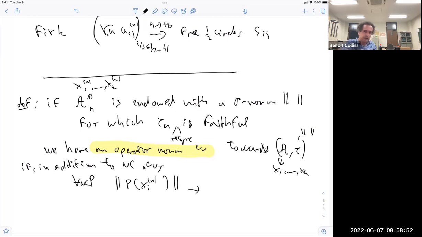convergence. So this is my prerequisite. What I said above is my prerequisite. And on top of this, I require that whenever I take, so not a word this time, but a linear combination of words, so a non-commutative polynomial, and if I look at its norm, then it converges as n goes to infinity to the norm of P of x_i's. So this is the operator norm convergence.